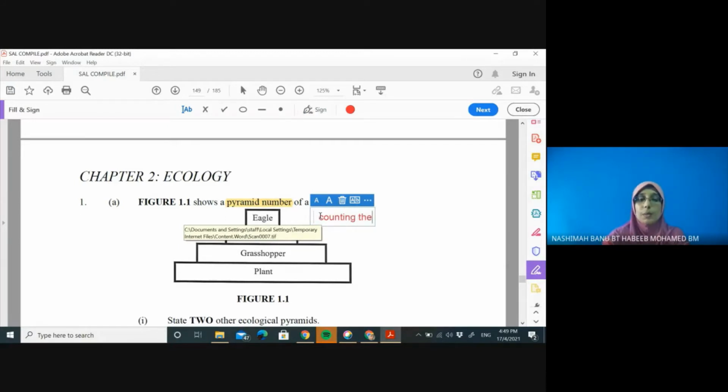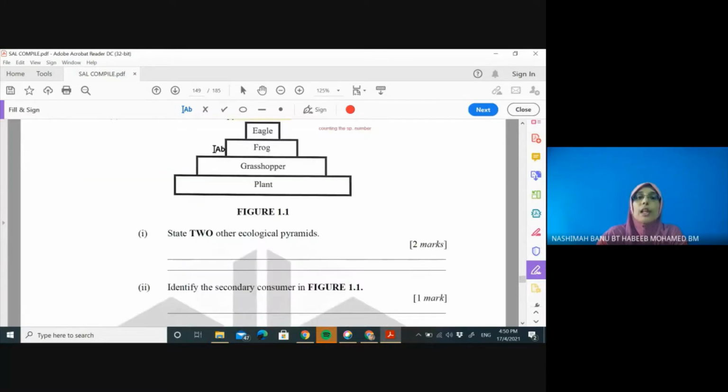Based on counting the species number. So if here I put a small size, here we count how many plants we have, the grasshopper, the frog, and the eagle. The food pyramid and the pyramid of number are normally from the food chain. Now have a look: other than that, state the two other ecological pyramids.